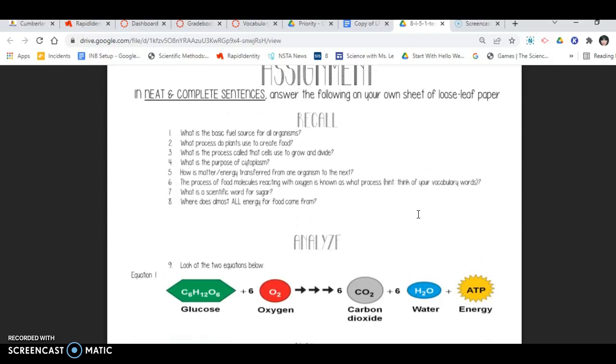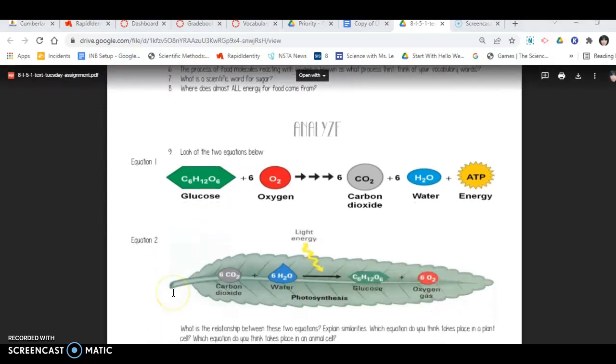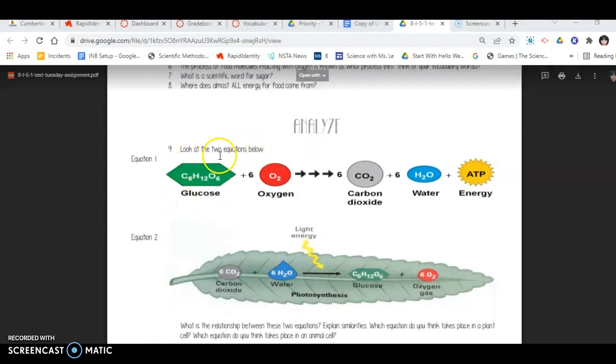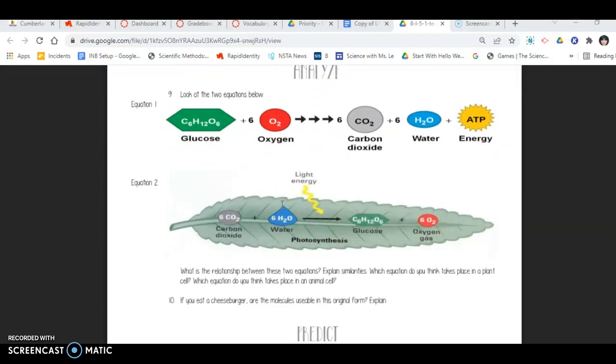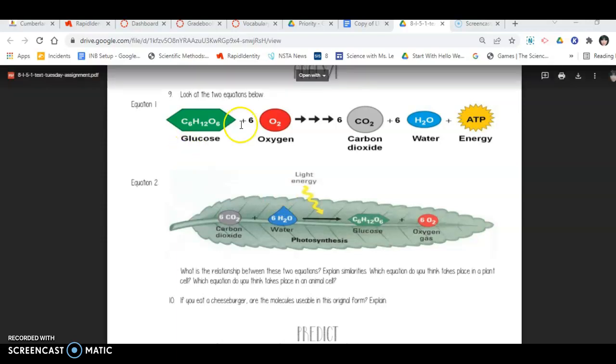So on page 78, you're going to complete these questions and you're going to get the answers from your article. You're not going to Google. If you Google, it will be a 0. That's plagiarizing. I want you to pay close attention to number 9, where it says, look at the two equations below. We've already had chemistry the first 9 weeks, so this should not be too hard to understand.